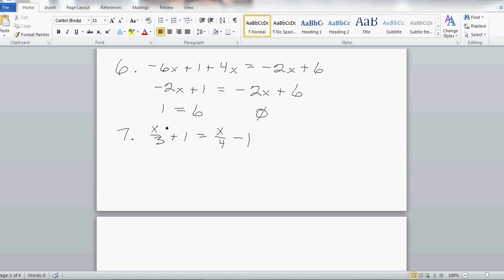So multiplying this by 12, we get 4x. Multiplying this by 12, we get 12. Multiplying this by 12, we get 3x, and multiplying this by 12, we get 12 as well. Now I'm going to subtract 3x from both sides, which gives x plus 12 equals negative 12, and then subtract both sides by 12 to get rid of this. X will equal negative 24.